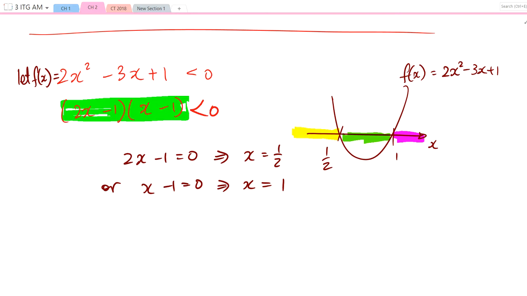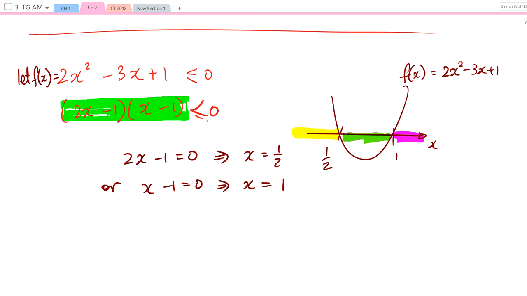Why can't I include half? What happens when x equals half? Y equals 0. What happens when x equals 1? Y equals 0, as shown on this x-axis, right? This is the line of y equals 0. Okay? So I want this green portion, so my answer will be x between half and 1. But today the question is less than or equal to 0. So what's your answer now?